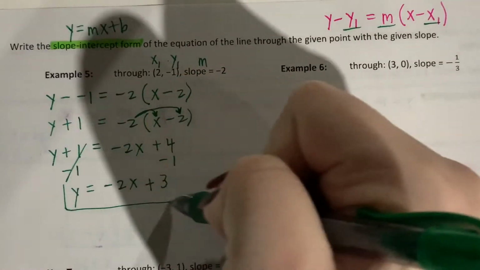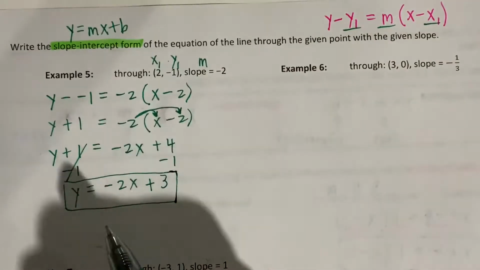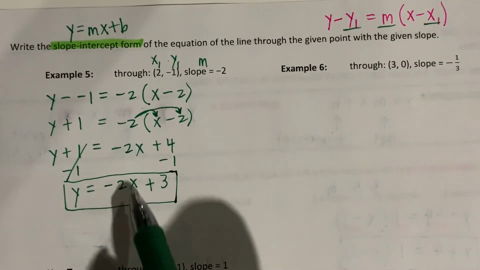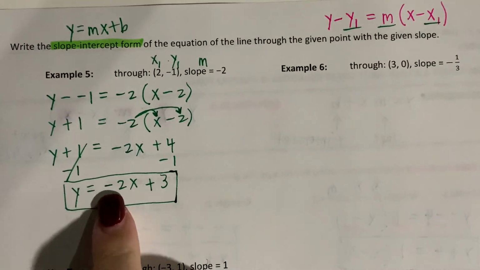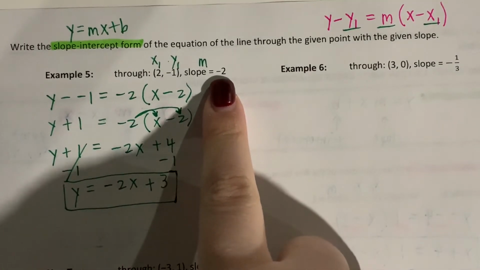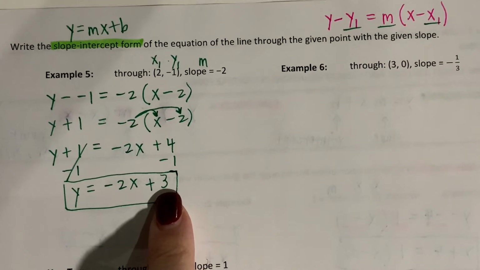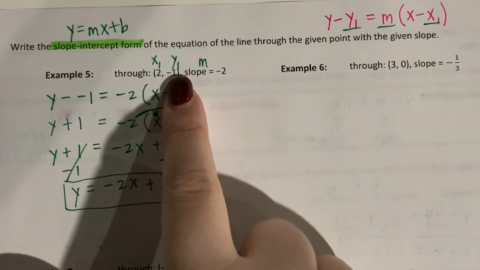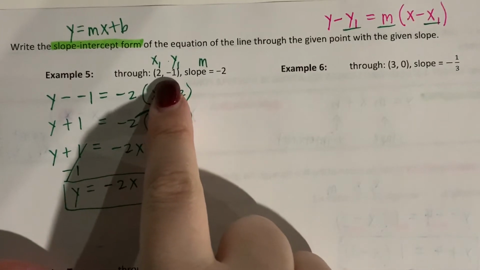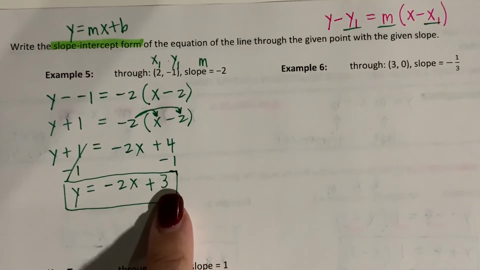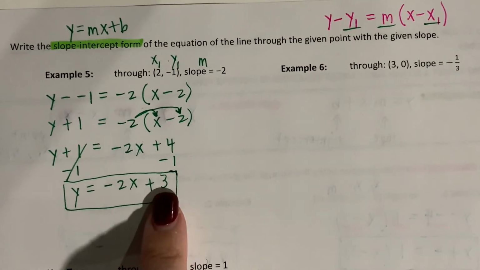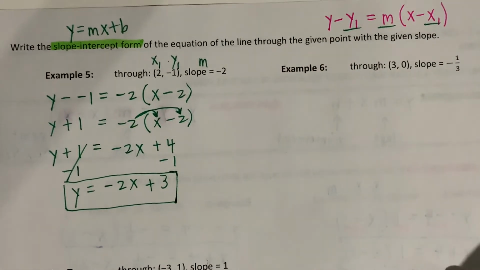So now my equation is in slope-intercept form, y equals mx plus b, where we can see that our slope here is negative 2. Well, would you look at that? Yes, our slope is negative 2. And our y-intercept, which is, notice, different from the y value in this ordered pair, because this ordered pair is just some point on the line, whereas our y-intercept is the spot where our line crosses the y-axis. So our m is negative 2, and our y-intercept, or our b, is plus 3. Let's look at example 6.